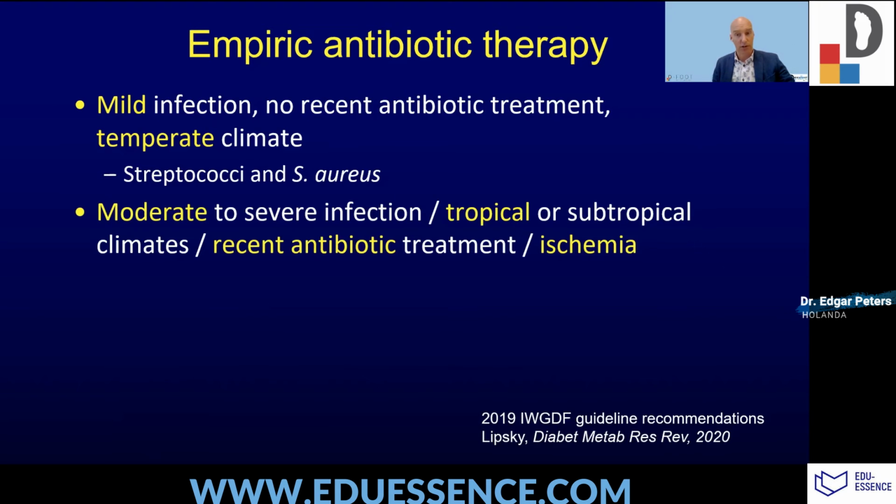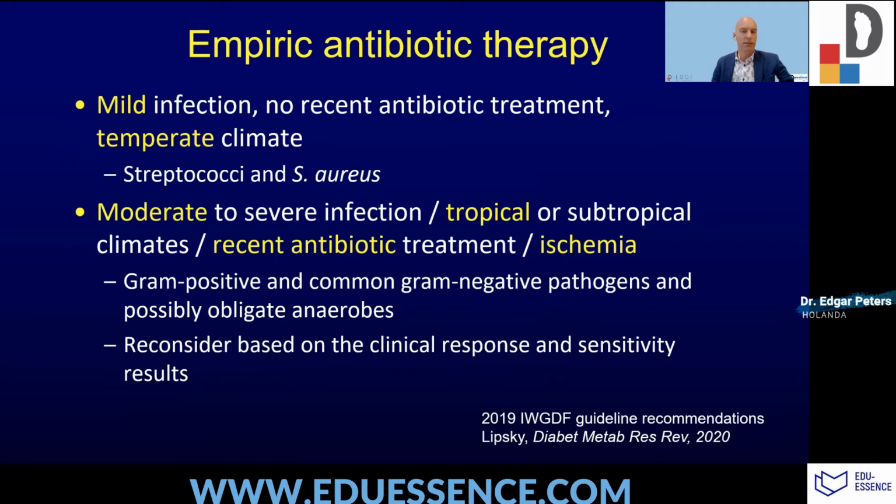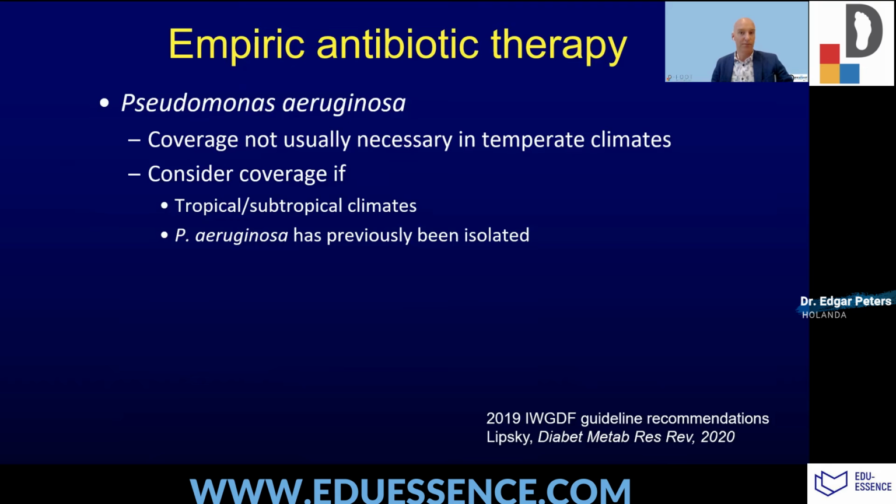But in case of moderate to severe infection, if you live in a tropical or subtropical climate, or if there's ischemia, you might need to treat gram-negative pathogens as well, especially if you have a moderate or severe infection. There have been several papers from Pakistan, from Tanzania, from Turkey, pretty good papers that show that there's a lot more Pseudomonas and a lot more gram-negative rods in tropical and subtropical climates. Now, once you get the results back from your culture, you have to reconsider and specifically aim for the pathogen that you culture, and don't continue broad-spectrum antibiotics. Again, Pseudomonas is unlikely to need empiric coverage in the Netherlands, but you would probably need it if you had a hospital in tropical Colombia.